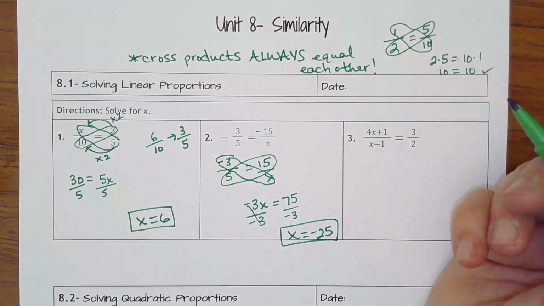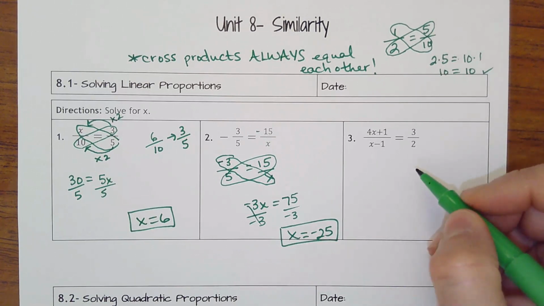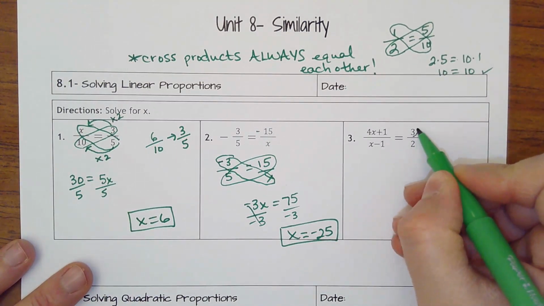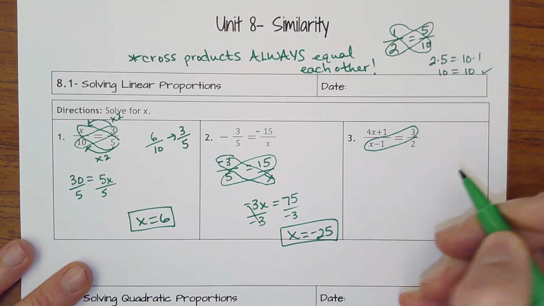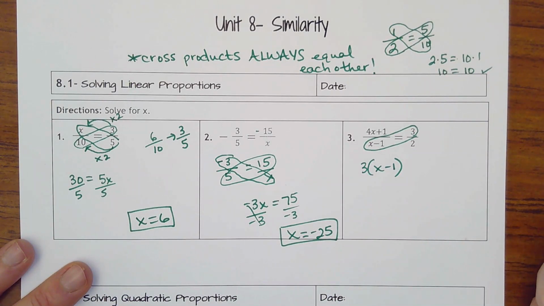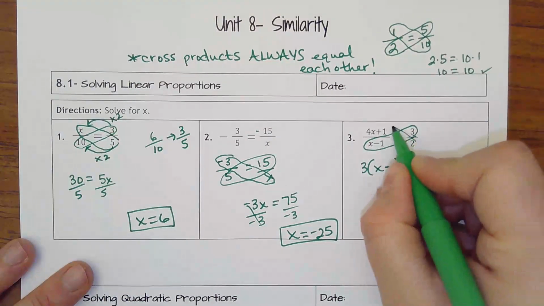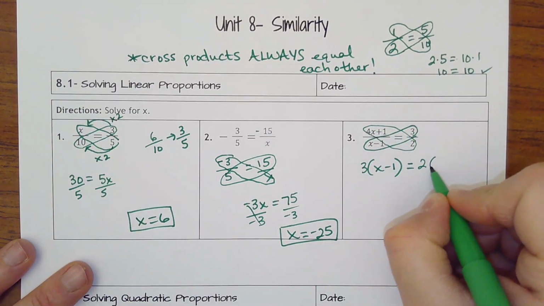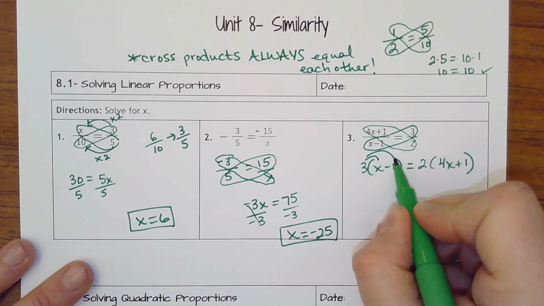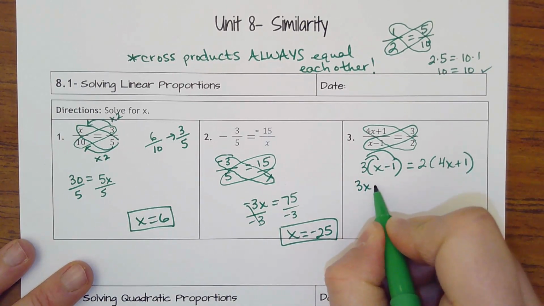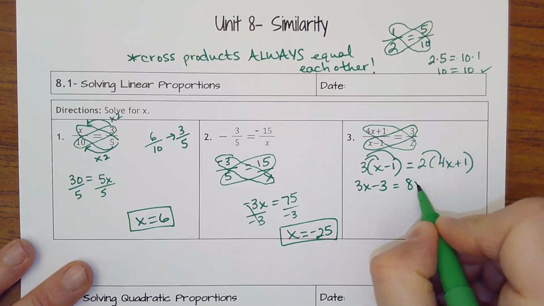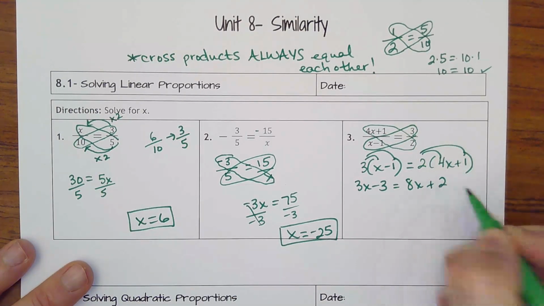All right, number 3 is not just an x in a single spot, so I have to cross multiply here. So I'm going to take 3 times x minus 1. You have to put the x minus 1 in parentheses. So it'll be a distributive property. Equals 2 times 4x plus 1. Put the 4x plus 1 in parentheses. Distribute your 3. So you get 3x minus 3, 3 times -1, equals 8x plus 2.